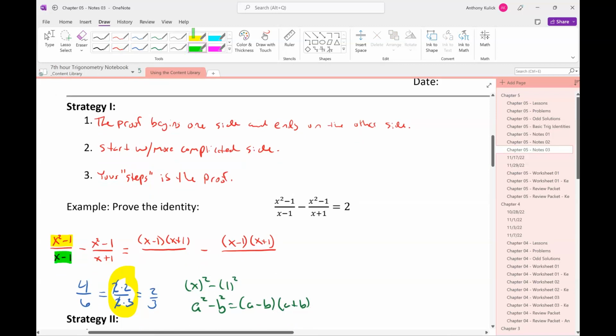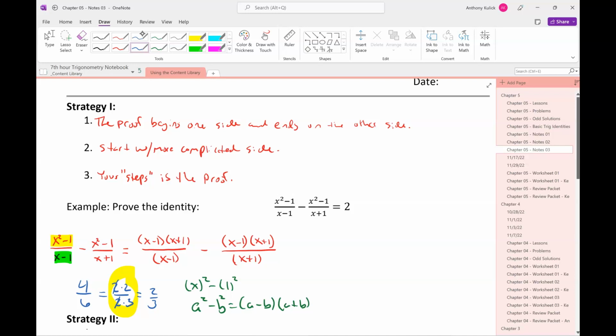Can I factor x minus 1? It's a degree 1 polynomial with no greatest common factor, so no. There's nothing I can do with that. And similarly, there's nothing I can do with x plus 1. It's a degree 1 polynomial with no greatest common factor. We call those things monic. It's the same thing as prime. Okay, so I have that.